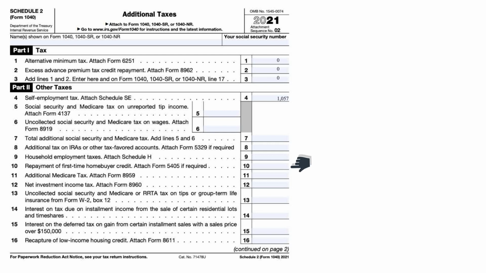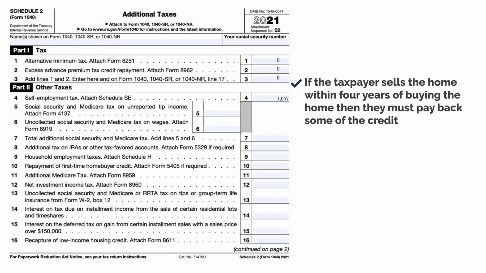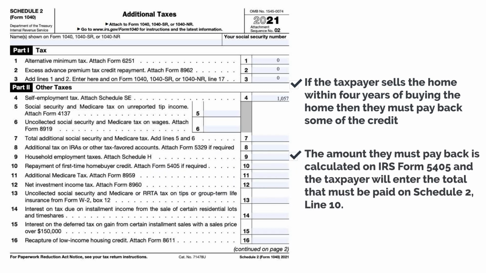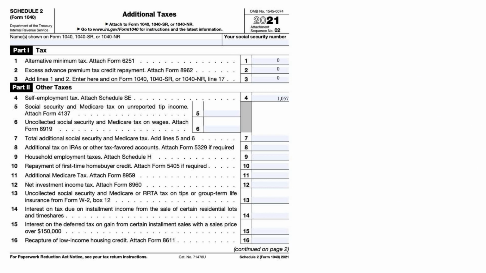Line 10 is for repayment of the first-time homebuyer credit. A taxpayer whose income falls into certain limits is able to take a tax credit for the first time that they buy a home. If the taxpayer sells the home within 4 years of buying the home, then they must pay back some of the credit. The amount that they must pay back is calculated on IRS Form 5405, and the taxpayer will enter the total that must be paid on Schedule 2, Line 10.